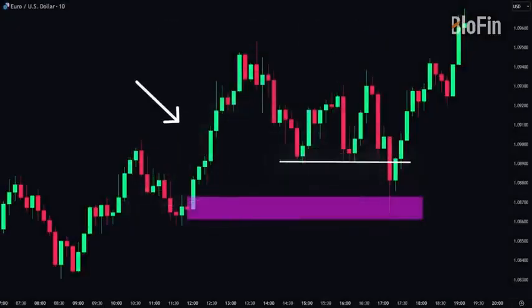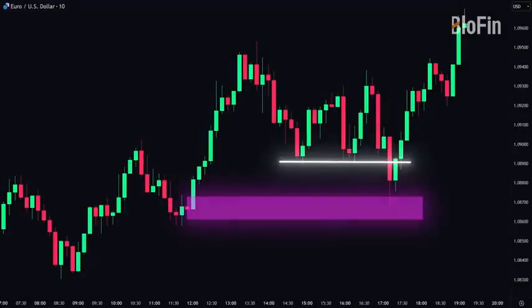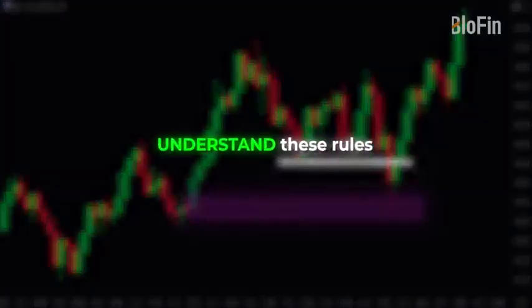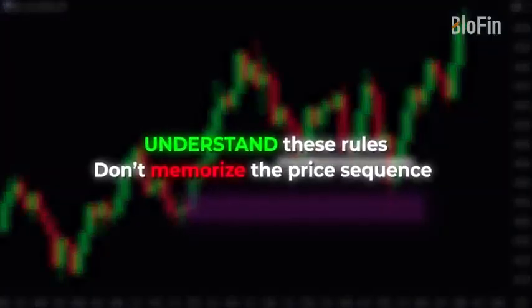Don't try to find this exact price movement on a chart. Instead, focus on the key rules that make up the pattern: a liquidity level that formed near a supply or demand zone. That's why it's important to understand these rules, and not just memorize the price sequence. Now let's look at another example.